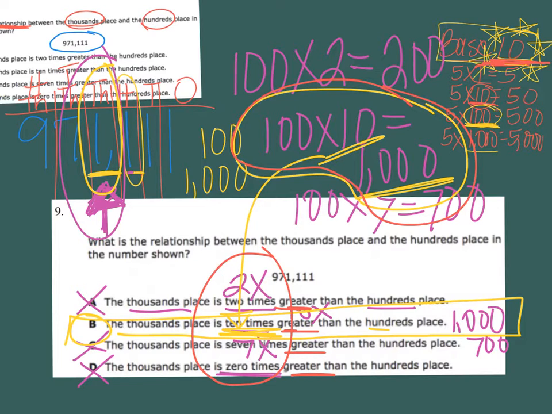Good. 10. 10 is your magic number. You're either going to be 10 times greater or 10 times less if you start with the hundreds place. Here, we started with the thousands place. And the thousands place is 10 times greater because this is the bigger number. This is the smaller number. Okay? So the thousands, of course, is always going to be 10 times greater than the hundreds place because thousands is bigger than hundreds.